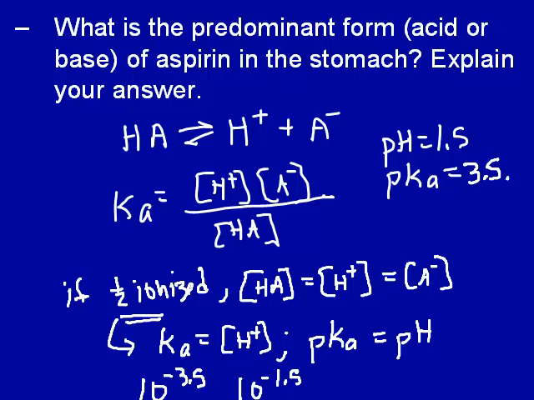This is a bigger number than this. So what you've done is increase the hydrogen ion concentration over and above the concentration that you maintain at half. So by Le Chatelier's principle, by having this greater than the amount that's half ionized, you shift the reaction over here. So in fact it's the unionized form that is predominant in the stomach.